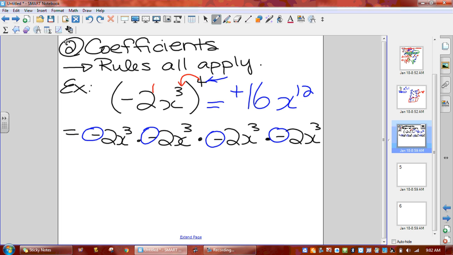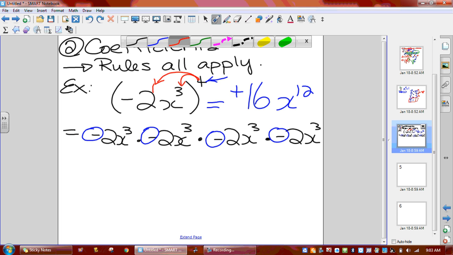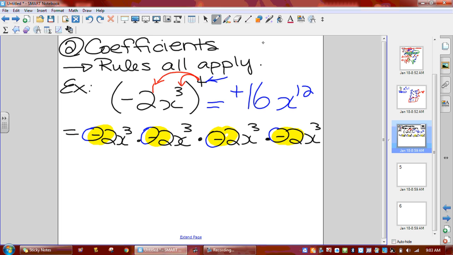Only the 1s can hide. So that means that 4 must multiply that 1. Well, and if we look at our example, that makes sense, because that means we're going to have 4 2s, 4 negative 2s. And what do we have? 4 negative 2. That's exactly what we ended up with. So that means that we have to make sure that that exponent also multiplies to the coefficient. Okay, we can't forget that.